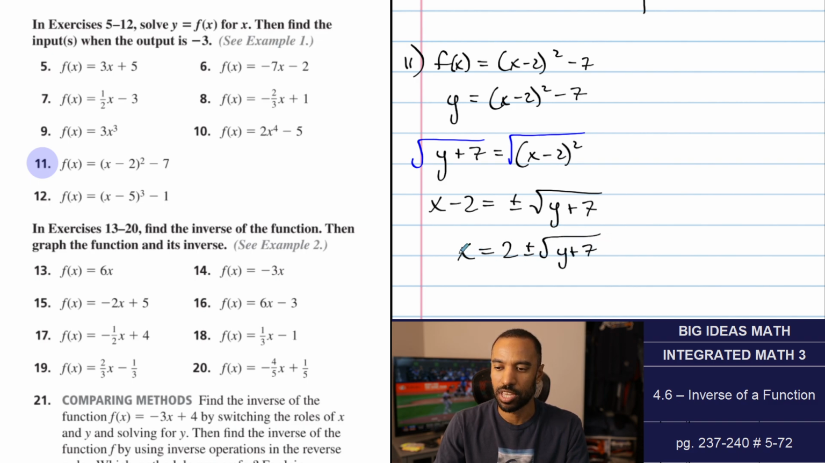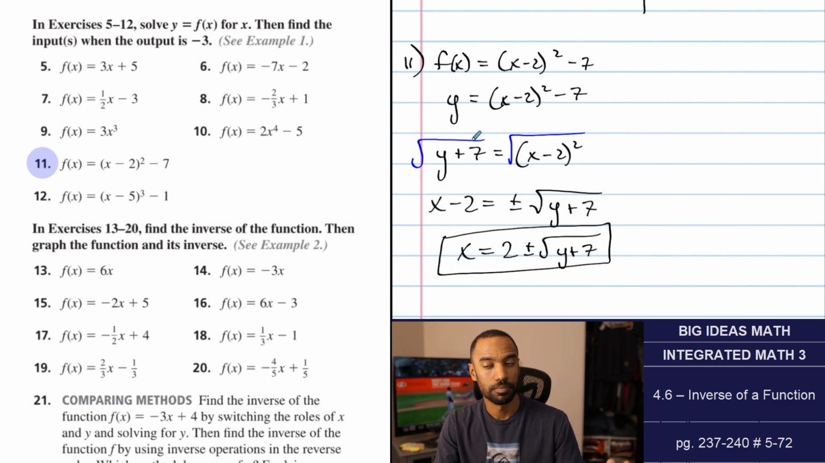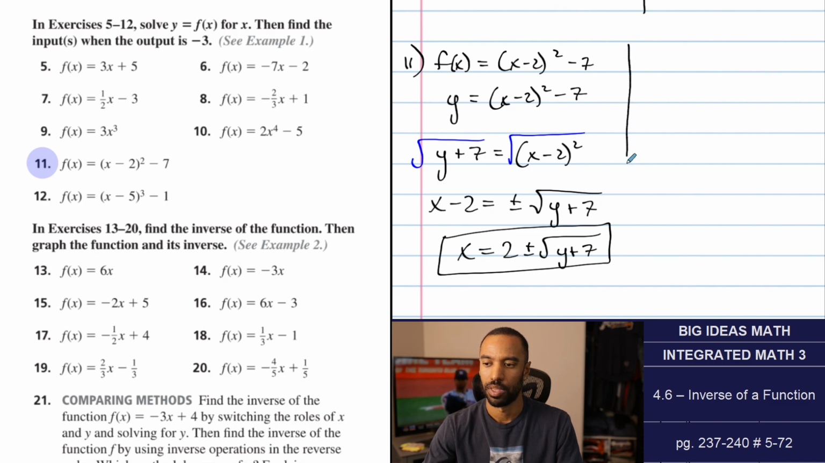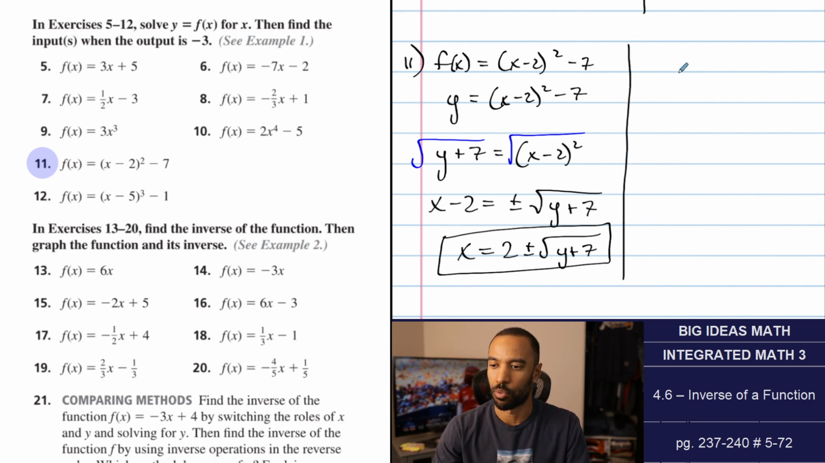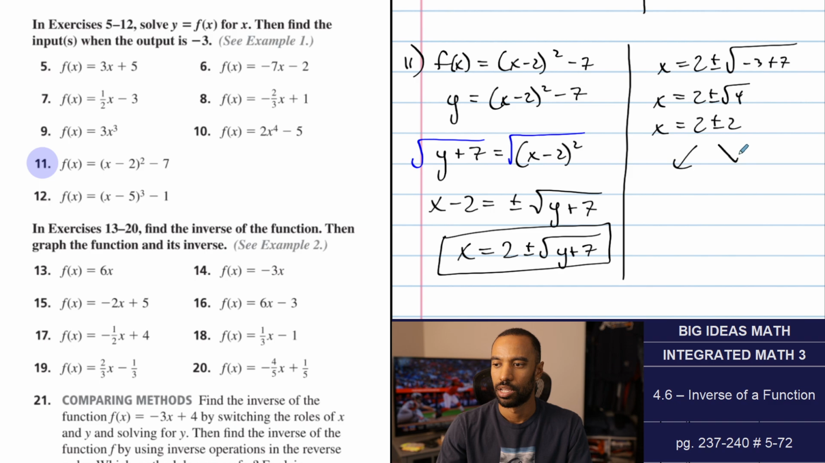Again, this kind of stuff we're doing is not new. Generally, solving for x is not how we go about it. But this isn't new kind of stuff that we're doing, plus or minuses and stuff. That's not new. We're going to substitute now -3 for y. 2 plus or minus square root of -3 plus 7, which is 4. And we'll take the square root of 4 to get 2. Now we get 2 plus or minus 2. That's two different answers. 2 plus 2 is 4.